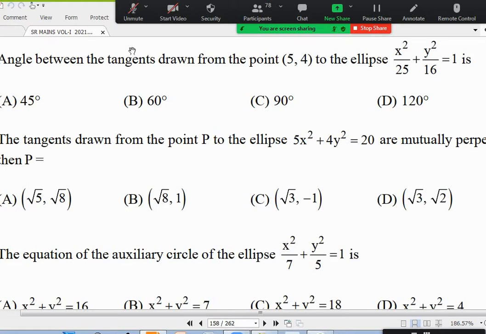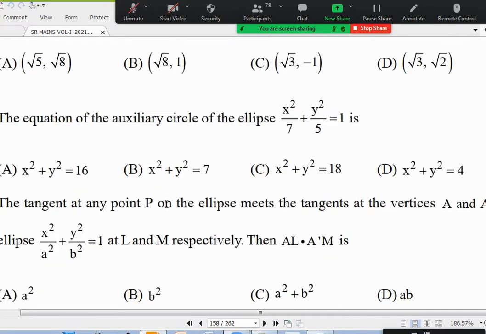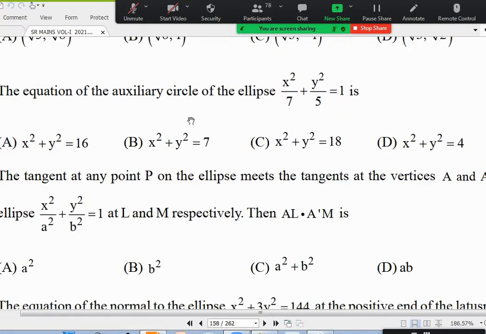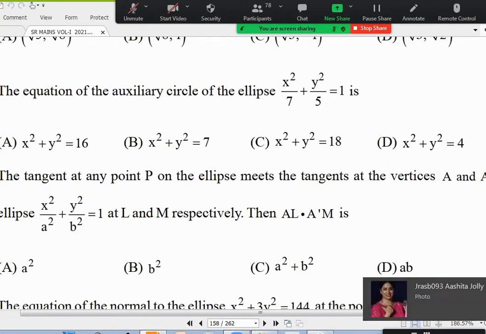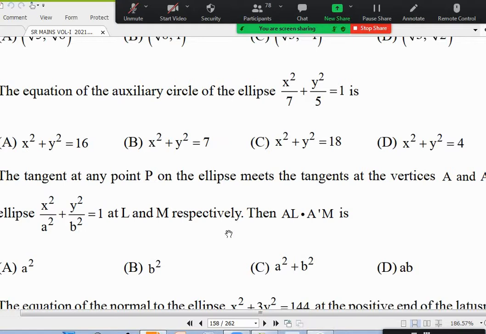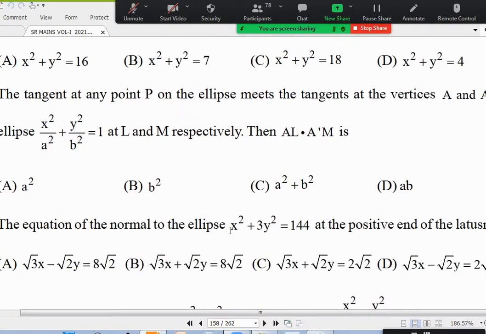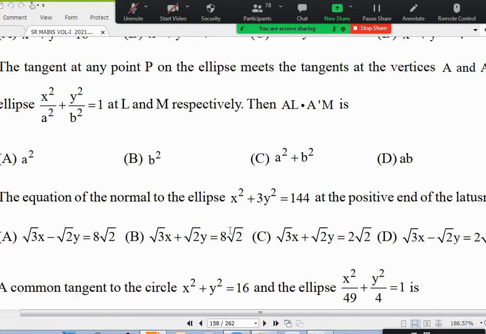Any doubt about 65? Directly x square plus y square is a square. Very simple, right? 66 or 67? Any doubt? 66. Okay.